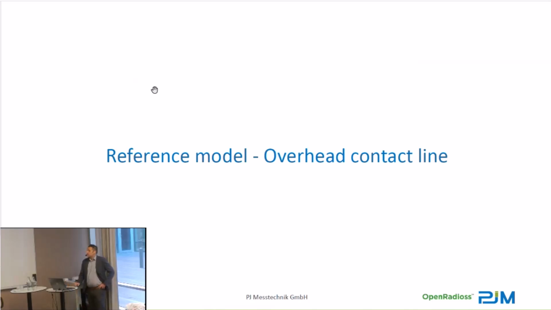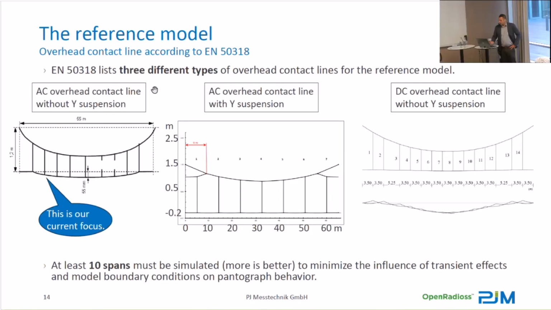Let's talk about the reference model. How does it look? The standard tells us there are 3 different reference models. The first one is here. You see, usually you have a carrier wire, which is hanging like this. You have some kind of droppers, and the droppers are connected to the contact wire. And the first simulation we have to carry out is using this kind of overhead contact line.